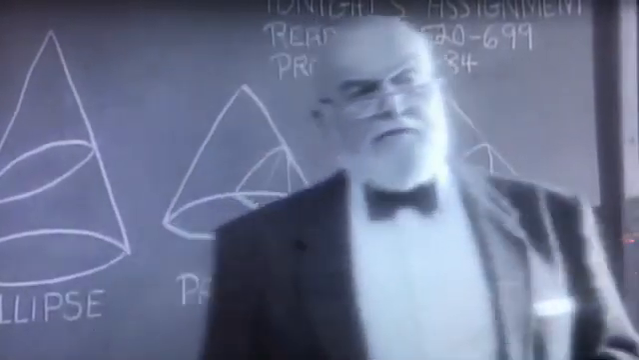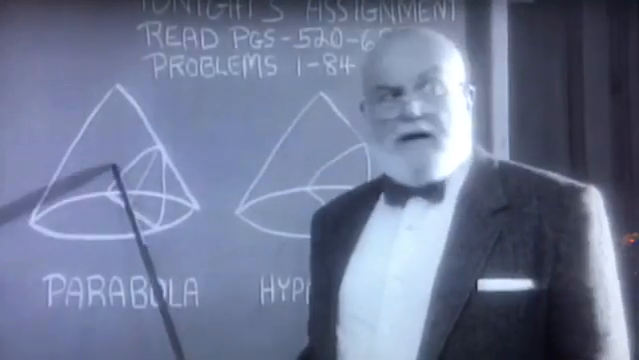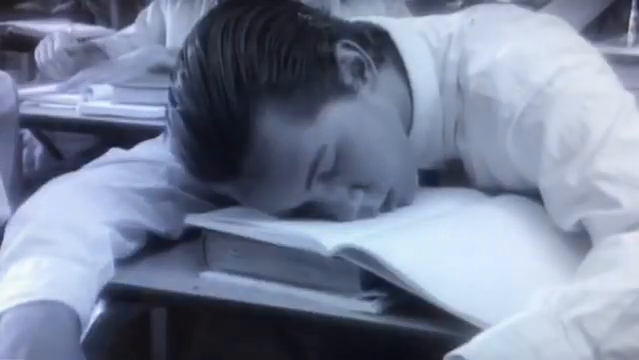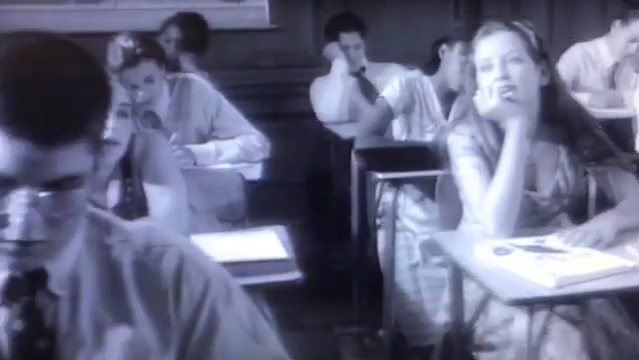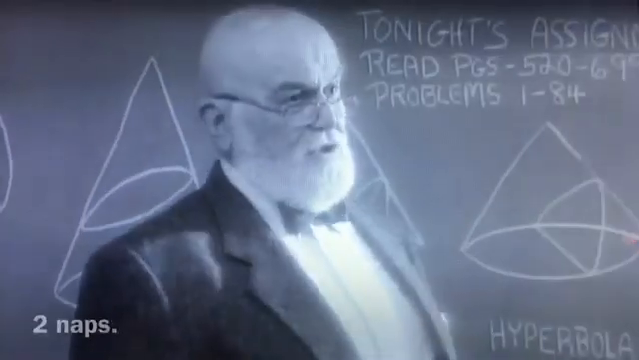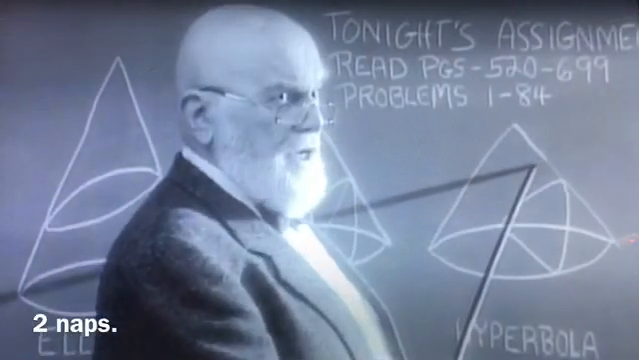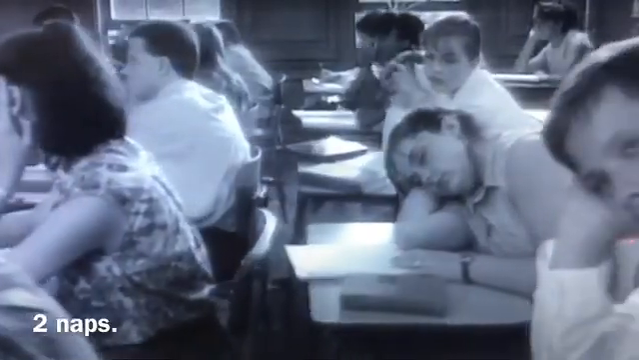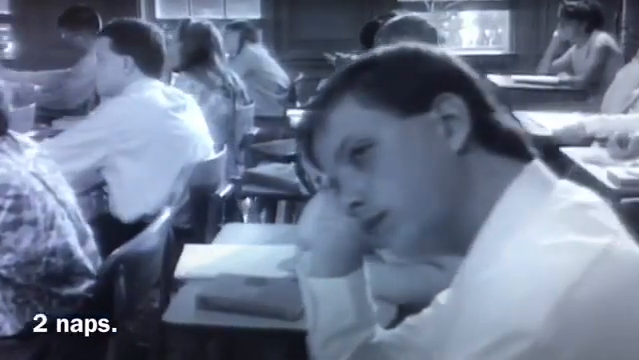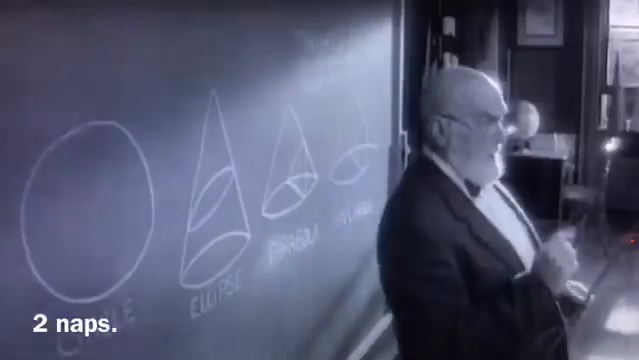Now, if the plane passes through the cone at an angle parallel to the side of the cone, the result is the ubiquitous parabola. And if the plane passes through the cone such that the acute angle formed by the plane and the base of the cone is greater than the angle formed by the sides of the cone and the base, the result is called a hyperbola. Note well that each cone has two naps, and consequently, each hyperbola has two branches.